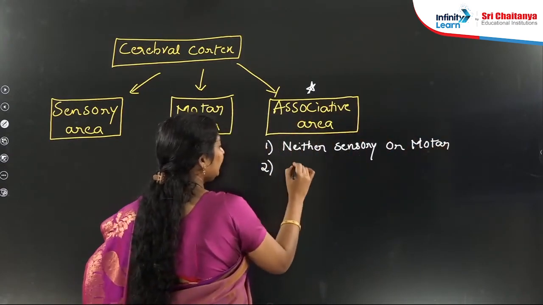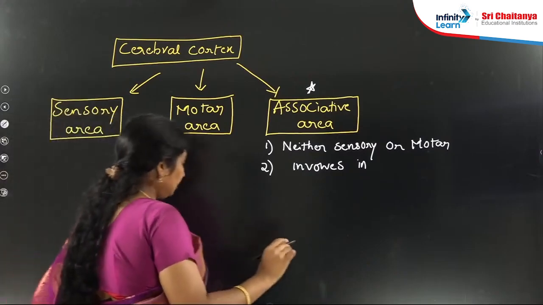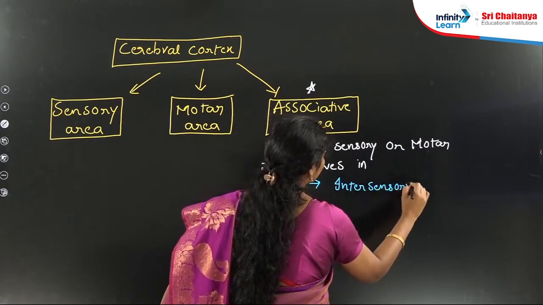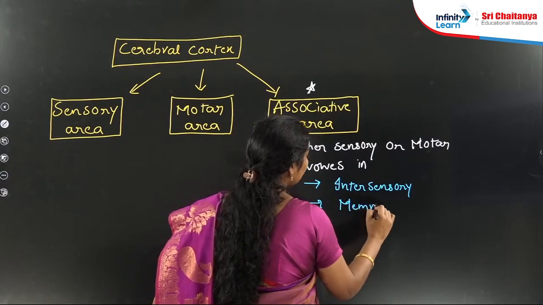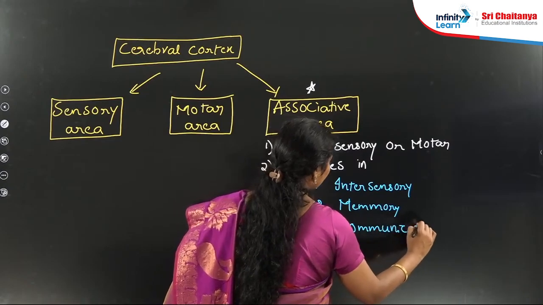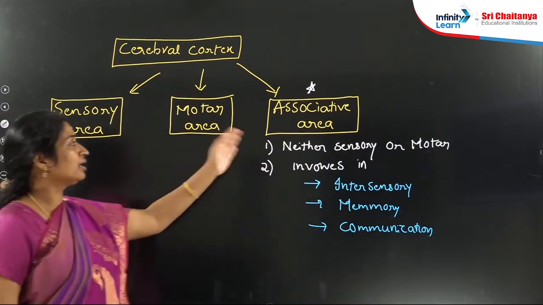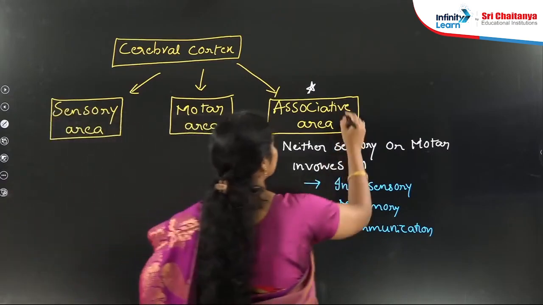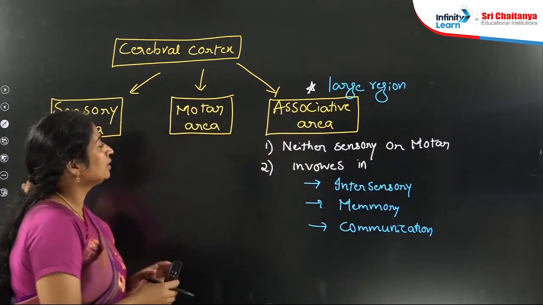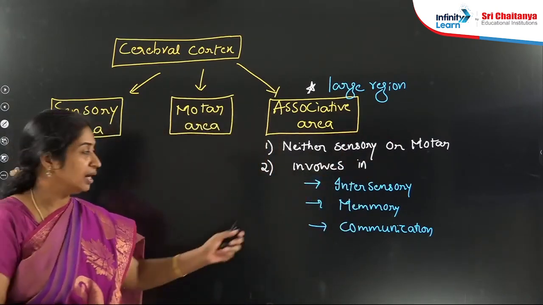Then what is the role of this one? It is involved in some other activities. What are those? Intersensory functions, and it is even involved in memory and communication. So this is about the cerebral cortex. The cerebral cortex has sensory, motor and associated areas, but the associated area is a large region. It is neither sensory nor motor, and it is involved in intersensory function as well as memory and communication.